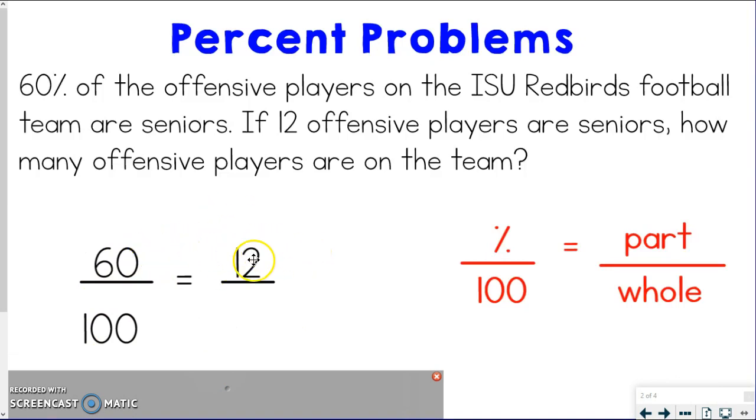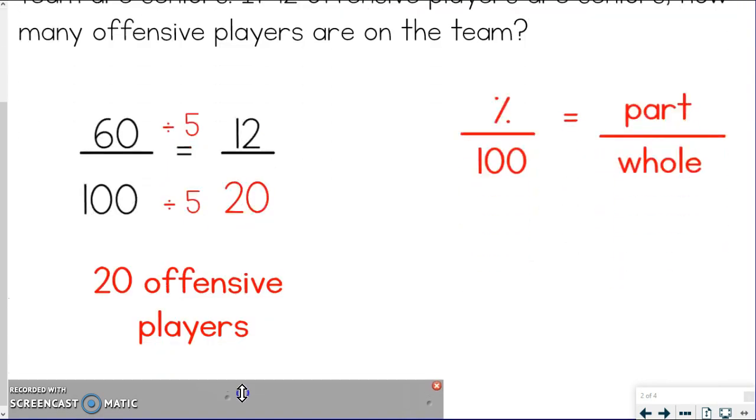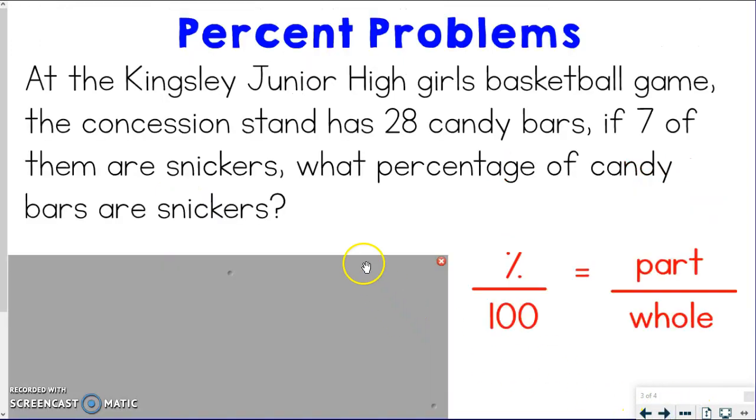So again, I always start looking across because that's typically what we do, and then we look up and down if needed. And I know to get from 60 down to 12, I am dividing by 5. So I'm going to divide 100 by 5 to get 20. Okay, and then I end up with 20 offensive players. And I just got that from going back at the question and seeing how many offensive players, so that's my label there. Okay, let's look at one more real world problem.